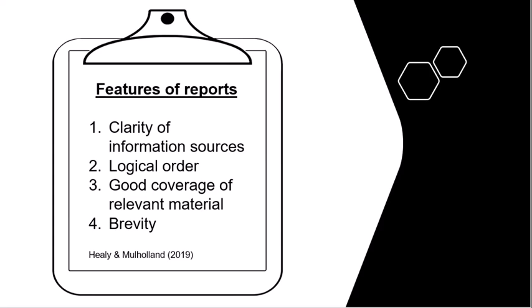The third feature is a good coverage of relevant material. This is about being clear about the terms of reference: what the purpose of the report is, why you've been asked to write it, and who you're writing it for. And lastly, brevity. In reports, it's really important that you show the ability to summarise and write concisely and in clear language, which again might be a little bit different to writing an essay. So check your writing for any additional waffly language, and keep it very clear and very to the point.